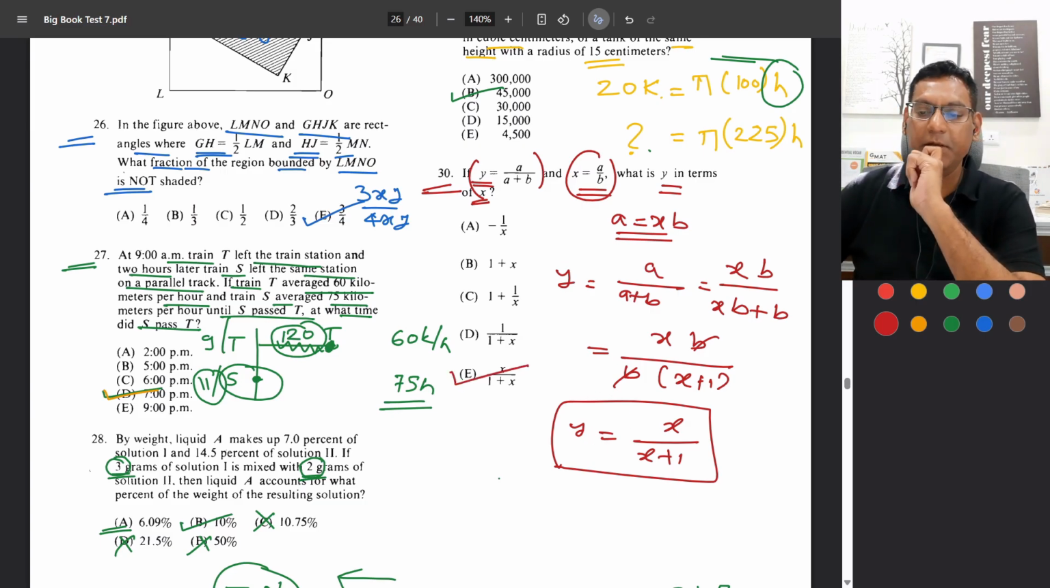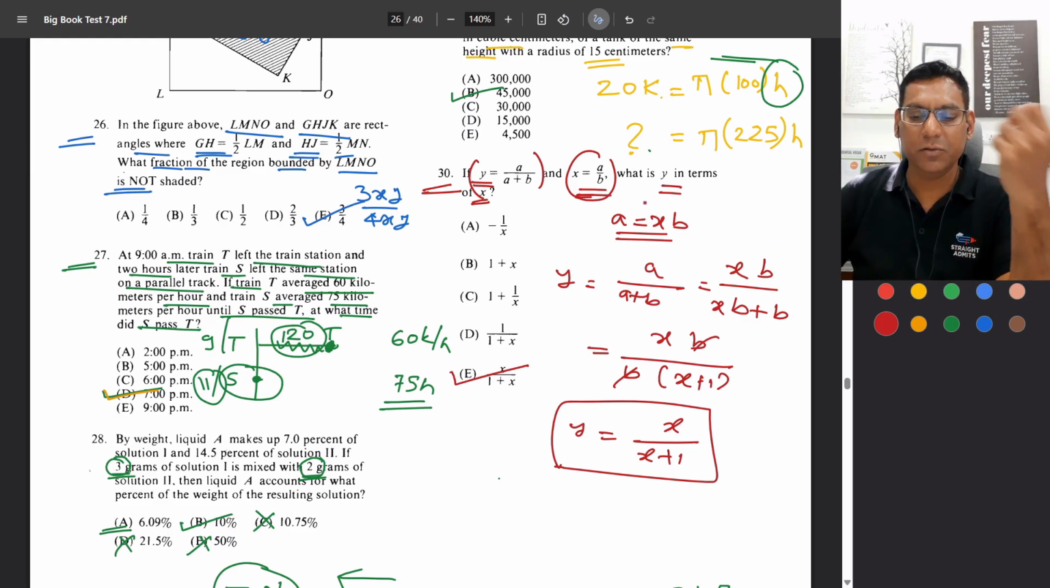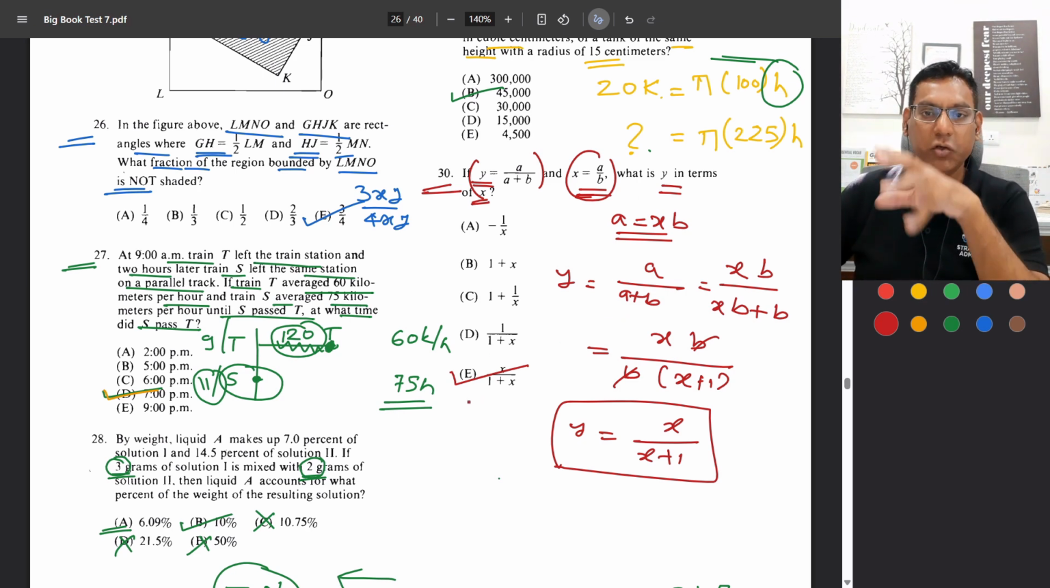Be very careful with this. You could have also done it by replacing b, or any other way also you could have done. Basically a little bit of jugglery and you will get the answer. So answer choice E is the correct one.